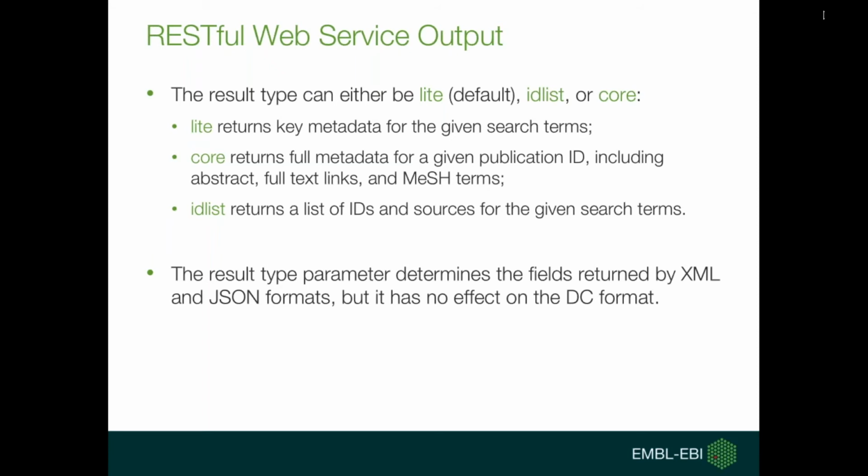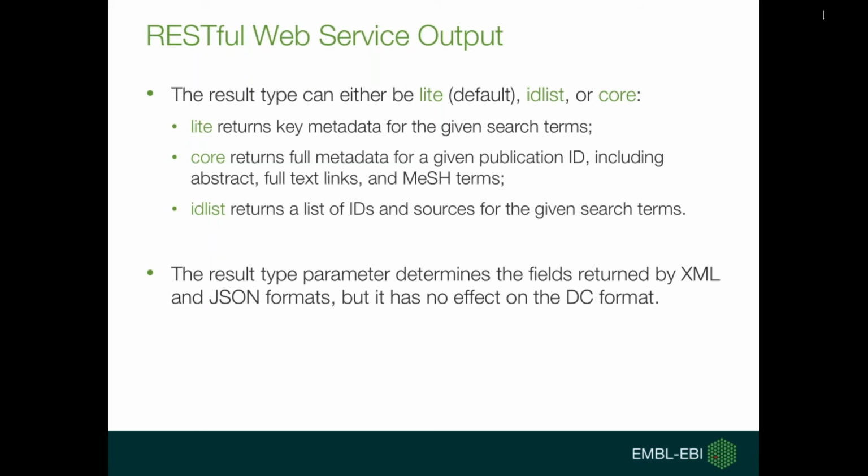Another important parameter that defines what type of data you receive is the result type parameter. The result type can either be light, core, or ID list, with light being the default option. Light returns key metadata for the given search. It contains publication ID and source, DOI, title, a list of authors, journal information, citation count, and so on.